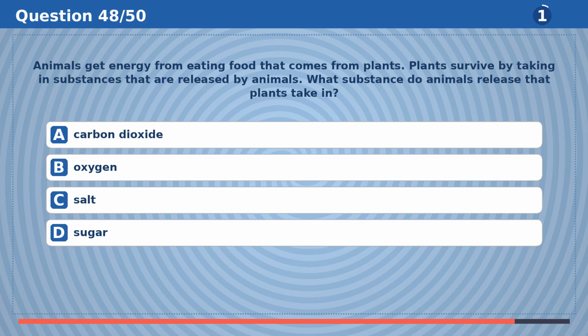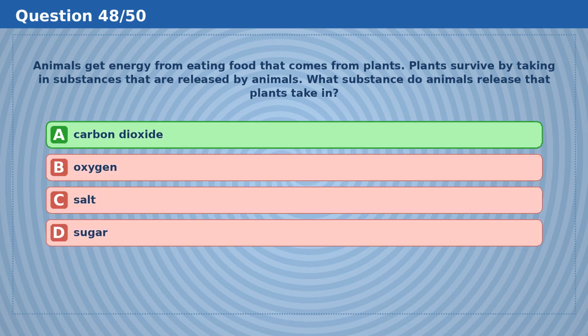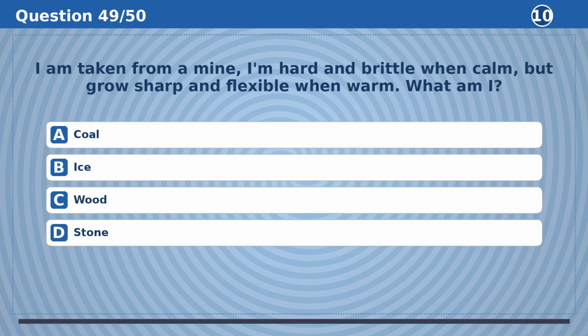Animals get energy from eating food that comes from plants. Plants survive by taking in substances that are released by animals. What substance do animals release that plants take in? The answer is A, carbon dioxide.